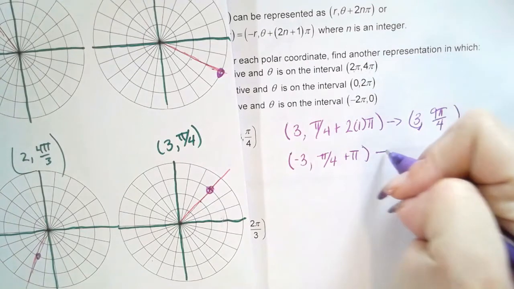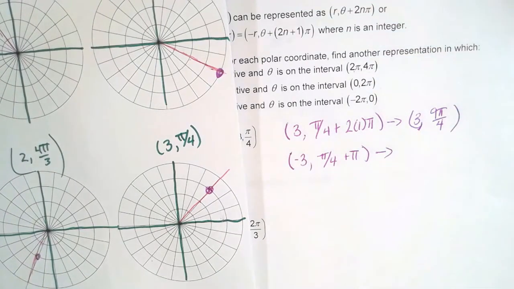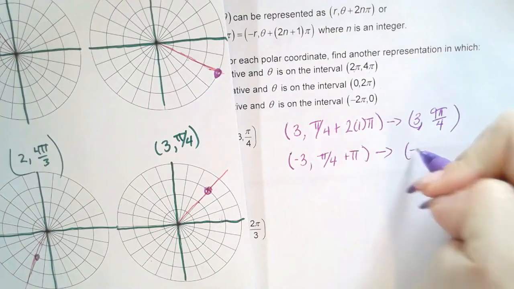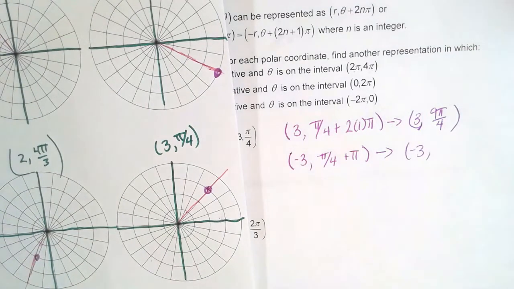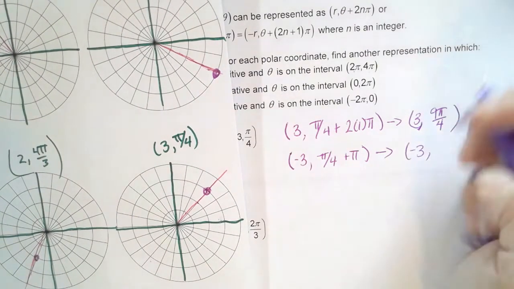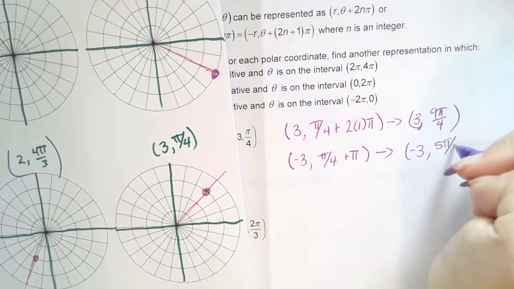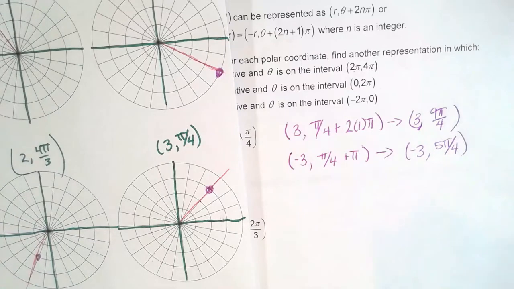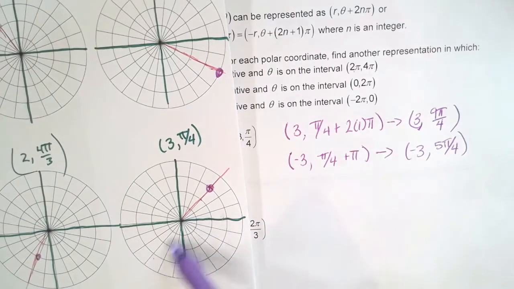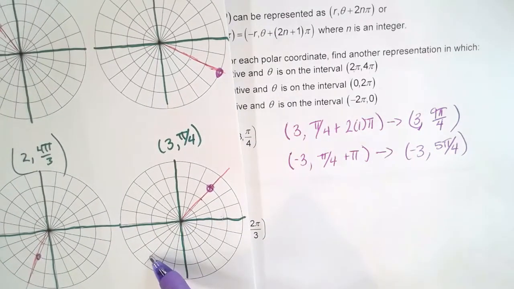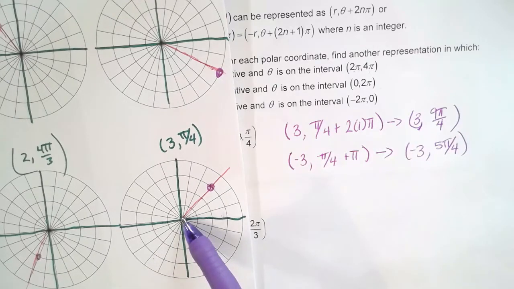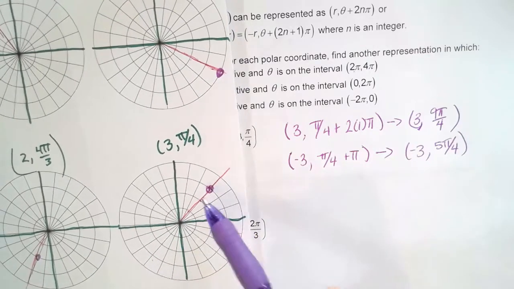So let me add this up, and I'm going to show you again how this ends up in the same coordinate. So we get negative 3, comma, pi is 4 pi over 4, so that would be 5 pi over 4. So let's check that out. If I go to 5 pi over 4, I would be right down here. But then I'm going negative 3, so I'm actually going backwards 1, 2, 3, and I'm in the correct spot.